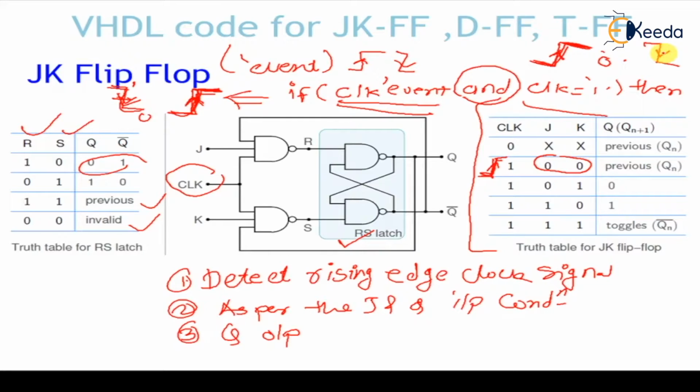Okay, so once the clock is detected, based on this, if J is equal to 0 and K is equal to 0, we are maintaining Q equal to the previous value of Q. So Q is equal to Q. Then if it is 0 1, Q is 0, when it is 1 0, Q is 1, but when J and K are equal to 1 1, Q is equal to not of Q.